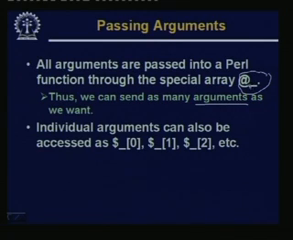So, since this @_ array does not have any name, the individual arguments can be accessed as $_[0], $_[1], $_[2], and so on. Or you can copy the contents of the array to some other list, and you can access the elements of that other list also. It really does not matter, you can use it in any way. The only thing you have to remember is that arguments are passed through the array @_.